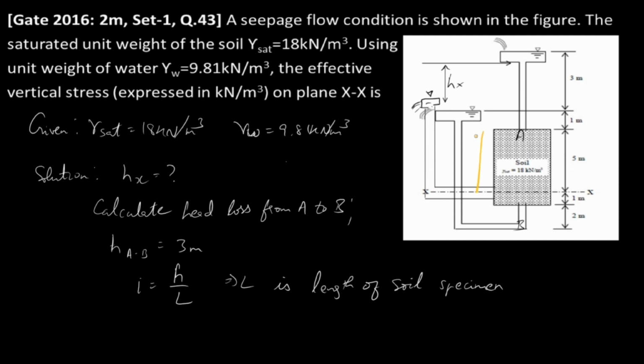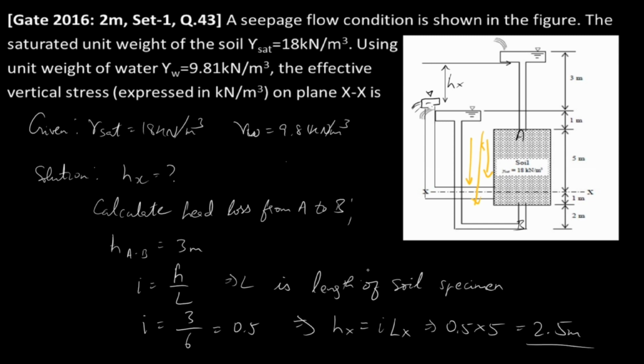From A to B flow is happening. So you should take the length of specimen as 6. So i will be equal to 3 by 6, which is 0.5. With this we can calculate hx. So hx is equal to i into length of x, which will be 0.5 into 5, which is 2.5 meter.